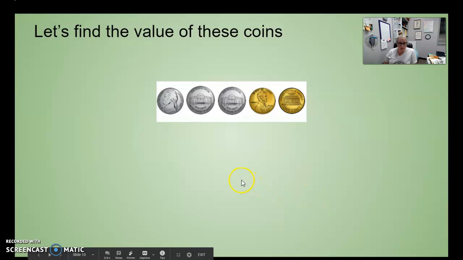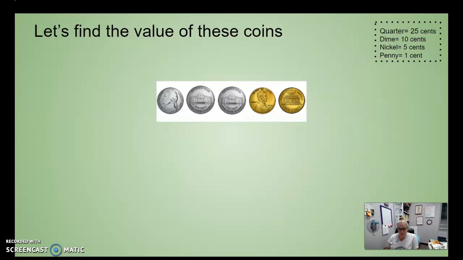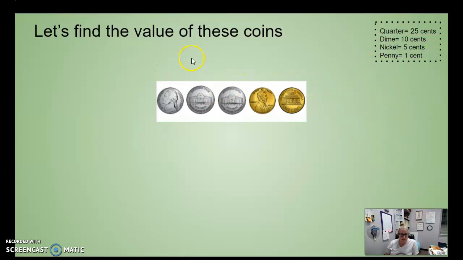Now we're actually going to work on finding the value of different sets of coins. So on each one of these, I'm going to show you a couple of different things. Let me move this out of the way. The first thing that I've done is at the top, you will always see the name of the coins and how much they are worth. So a quarter is 25 cents, a dime is 10 cents, a nickel is 5 cents, and a penny is 1 cent. We are going to look at a collection of coins.